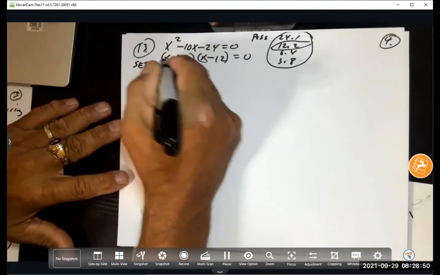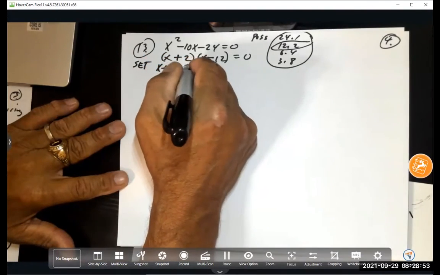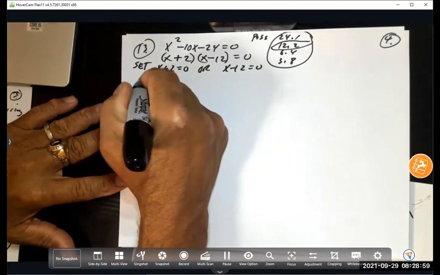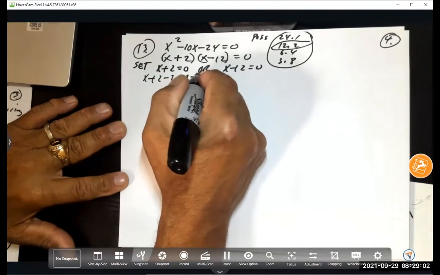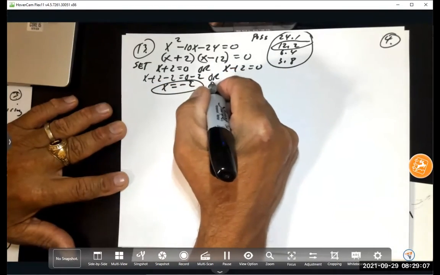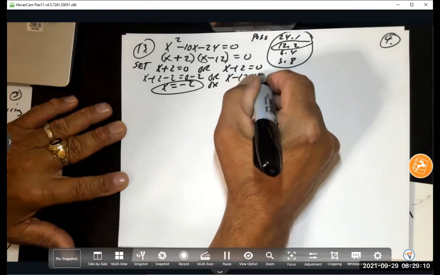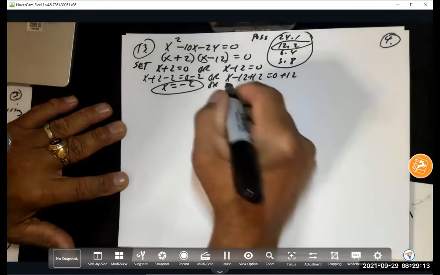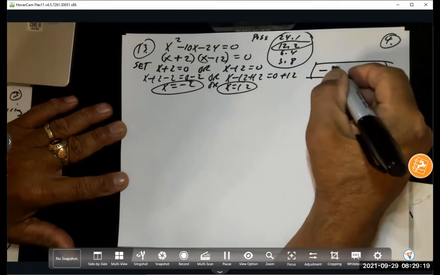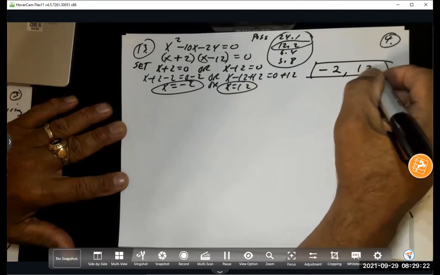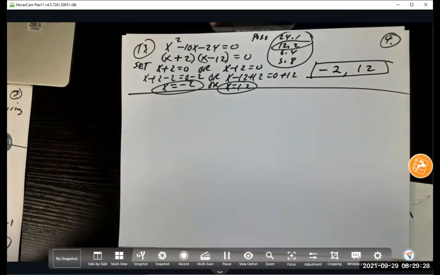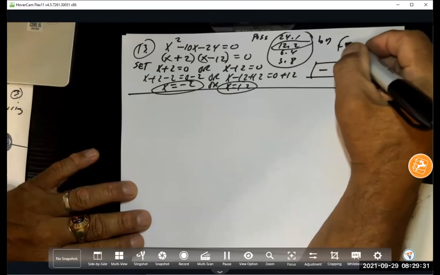It's ready to go. So x plus 2 equals 0, or x minus 12 equals 0. So x plus 2, minus 2, and 0 minus 2. So x is -2. I got an answer there. Or x minus 12, add 12, and over here I'm going to add 12. So x equals 12 is right there. So now my two answers in my box are going to be -2 and 12. Okay. So I got my answers right there, by factoring, of course.